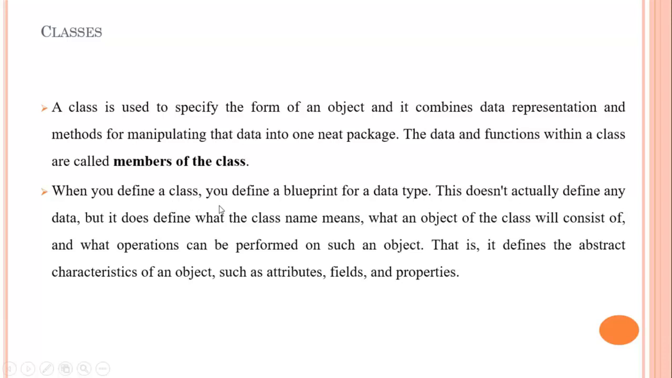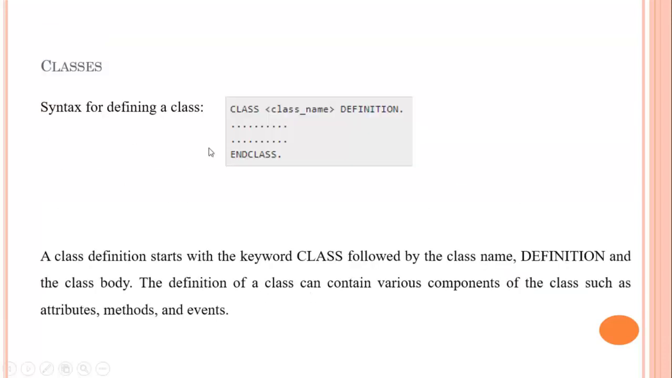When you define a class, you have to define a data type for that. This doesn't actually define any data, but it does define what the class name means, what an object of the class will consist of, and what operations can be performed on that object. That is, it defines the abstract features of an object like attributes, fields and properties. So this is the syntax for representing the class. You have to write the class keyword. After that, give the class name. In the class underscore name, that means the class name, then definition, then end class to end that particular class.